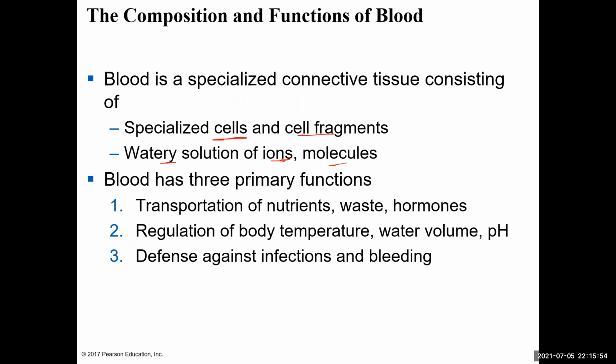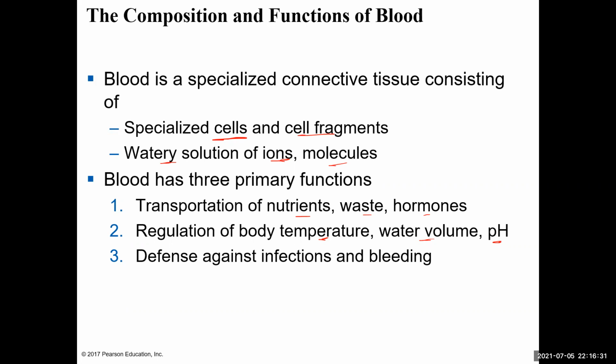And the blood has 3 primary functions that are part of the functions of the circulatory system. It's homeostasis, so the regulation of temperature, and not only temperature, but water volume and pH. It's important for transporting nutrients, waste, and also hormones throughout the body. Remember, we said the endocrine glands release hormones or substances directly into the bloodstream, and so the blood is important for transporting those hormones.